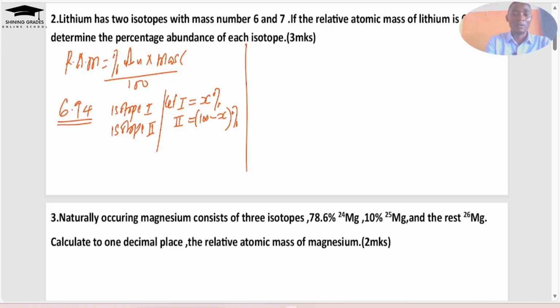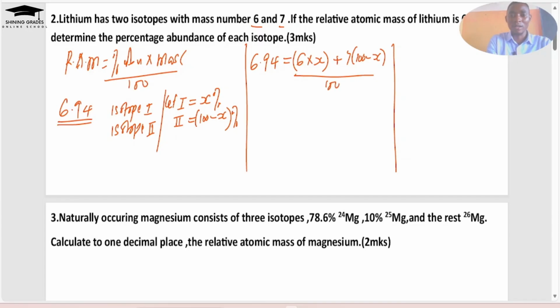then the remaining percentage would be from 100%. And therefore, to work out the percentage abundance of X, we're going to have 6.94 is equals to, we have the masses 6 and 7, so 6 is for the X, so we have 6 multiplied by X, that is isotope 1, then plus another isotope which is 7 times 100 minus X, and then I divide all these by 100.